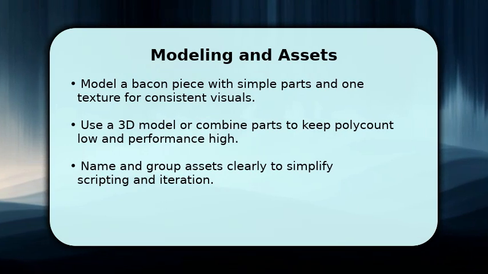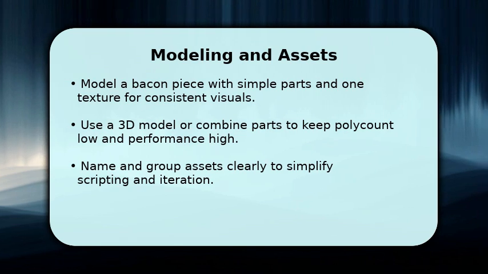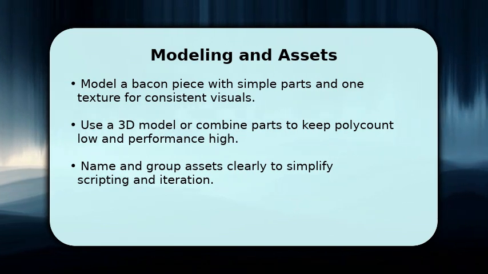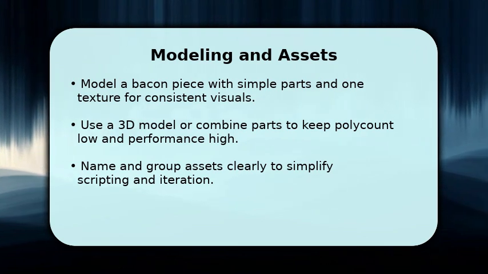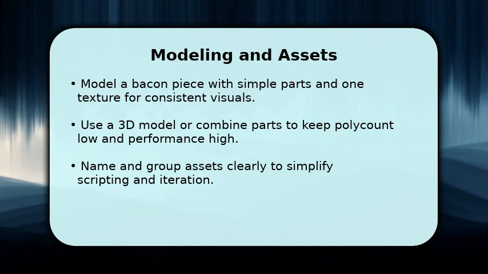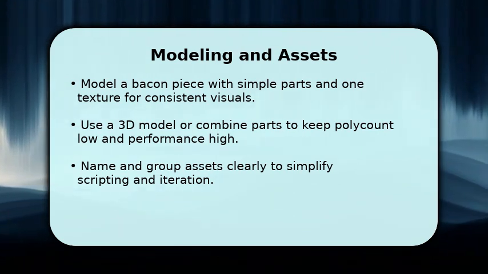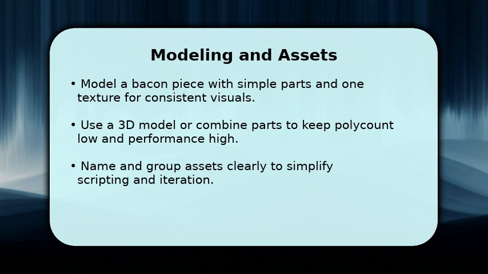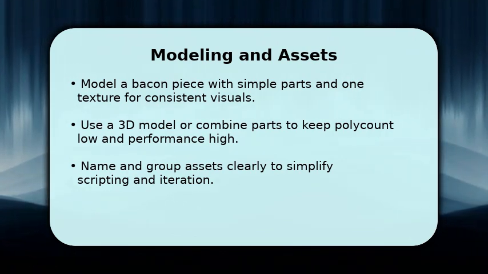Start by creating a bacon model from basic parts or importing an OBJ with acceptable poly count. Apply a crisp texture and set UVs so the stripes align naturally. Group parts into a single model and name pieces like Bacon Main and Bacon Collider for clarity. Anchor non-moving pieces and use a small invisible part as the interaction hitbox to avoid clipping and ensure reliable pickups.